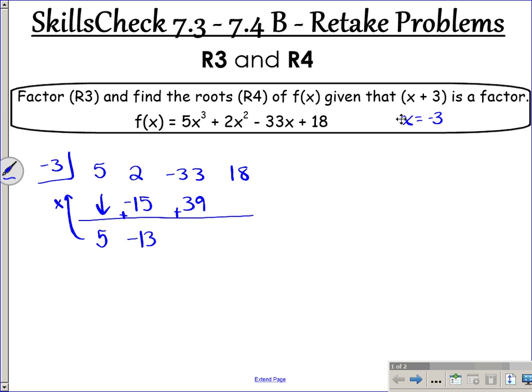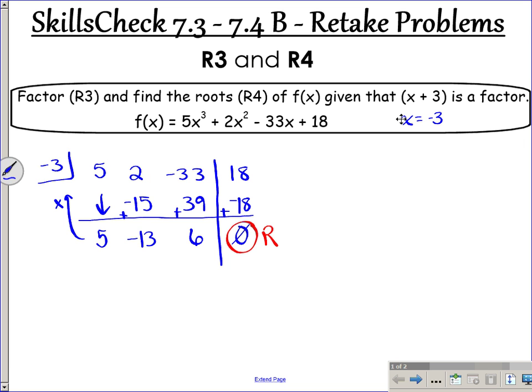Add to come down. Negative 33 plus 39 is 6. Multiply up. 6 times negative 3 is negative 18. And add to come down. 18 plus negative 18 is 0. Now remember, that last number on the end is your remainder. And you have to think, does it make sense that we would get a remainder of 0? Well, the answer is yes. In fact, they've already told us that x plus 3 is a factor, or x equals negative 3 is a zero of this polynomial, which means if you divide it, there shouldn't be anything left over.